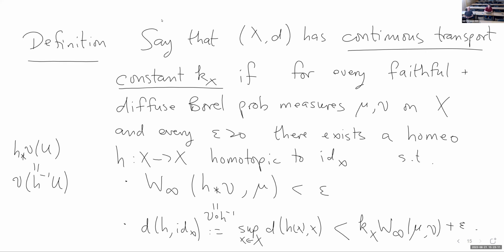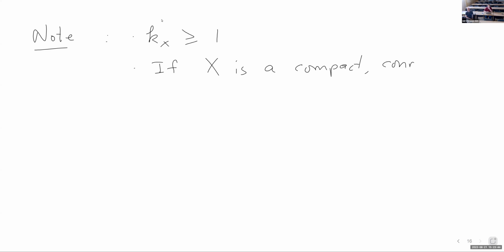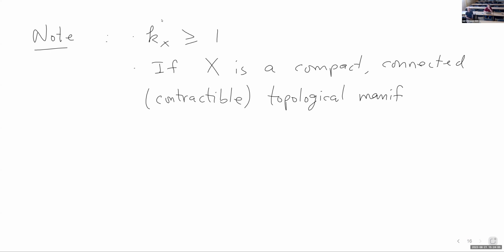Just a couple of comments, and then I'll give you some examples of cases where in fact K_X is 1. Note, in general, K_X is always going to be bigger than or equal to 1. If you stare at the definitions for a minute or two, this will pop out. But in fact, if X is compact, connected, and, because I threw in this condition about wanting to be homotopic to the identity, let's also say contractible topological manifolds, then it's at least smaller than infinity. In other words, there does exist at least one transport map from one measure to another.